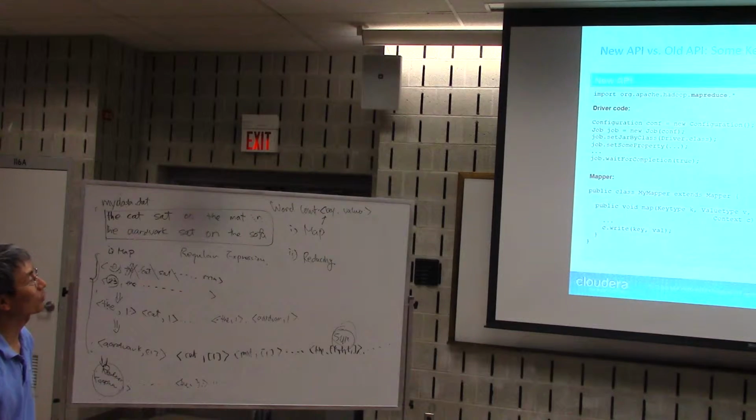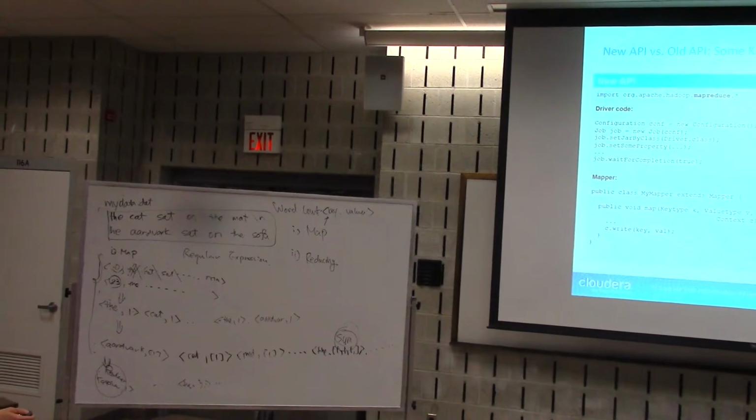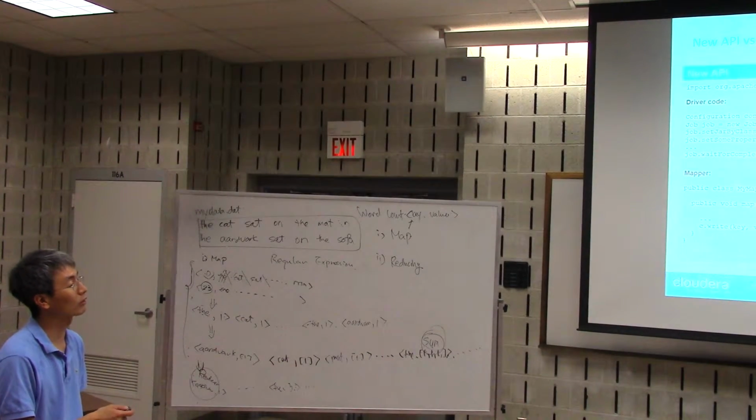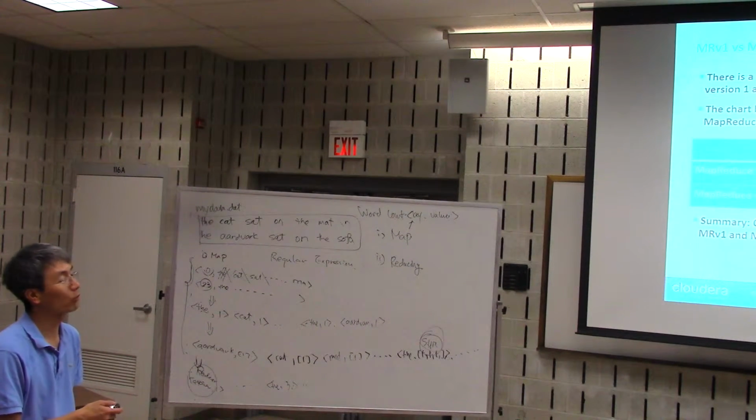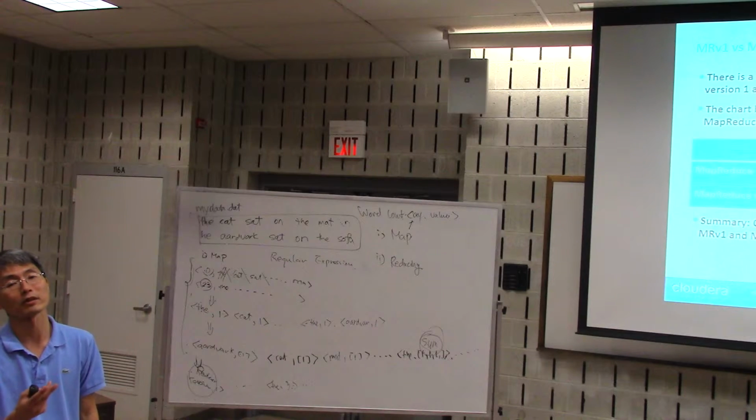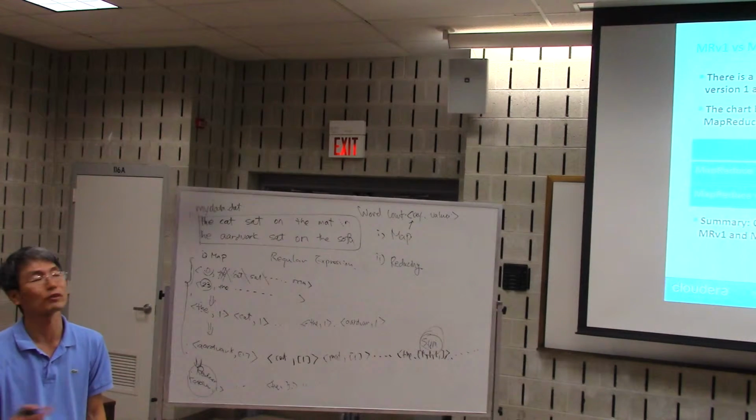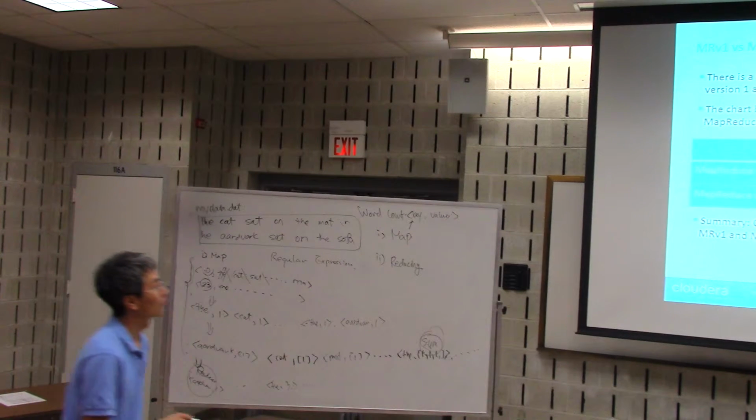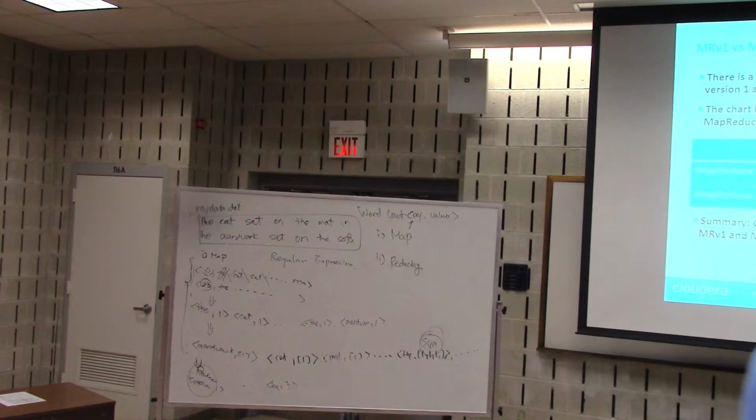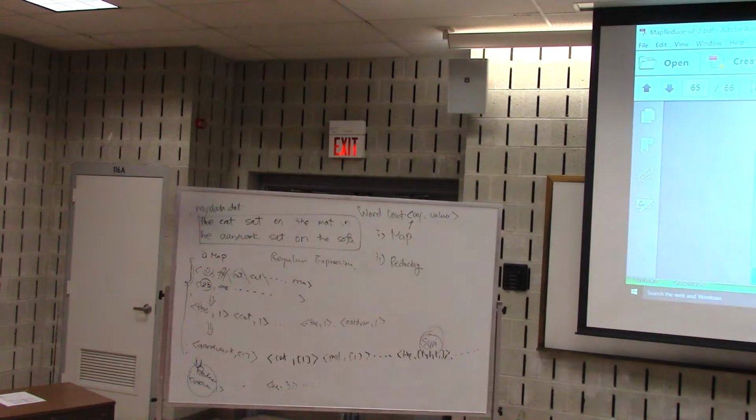This is a comparison between the old API and the new API. The exercise and the example are based on the new API. But we will learn this program based on MRv1, without resource management. The one final thing.